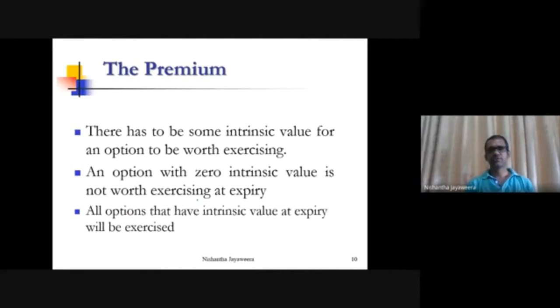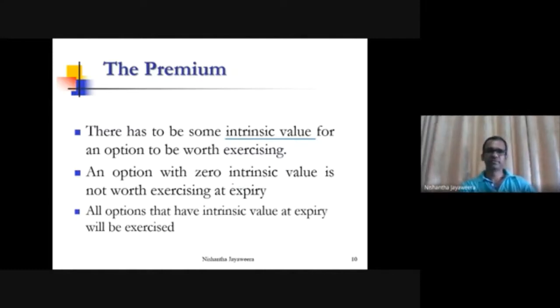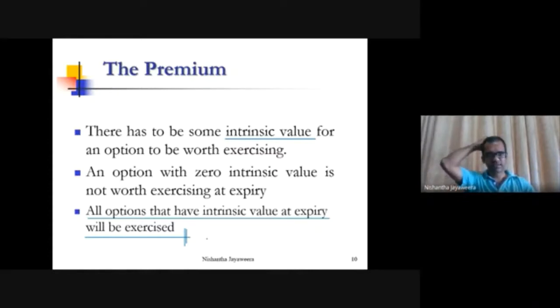So for you to exercise your option, there should be some positive intrinsic value. Otherwise, you won't exercise your option. If it is 0, you don't do that. All options that have intrinsic value at expiry should be exercised. But if you miss something, it's your fault. Options with zero intrinsic value are not worth exercising at expiry.